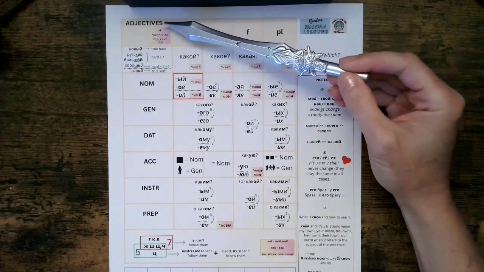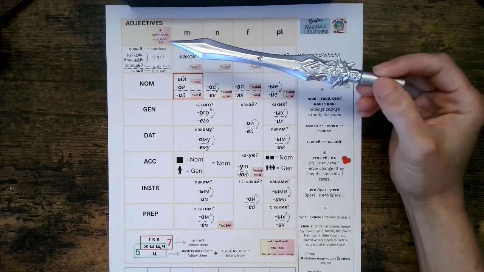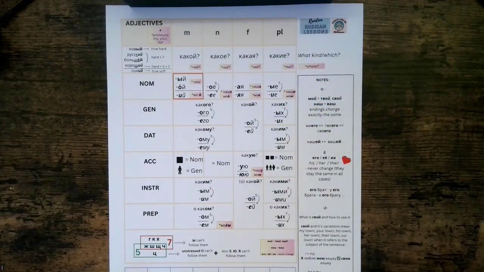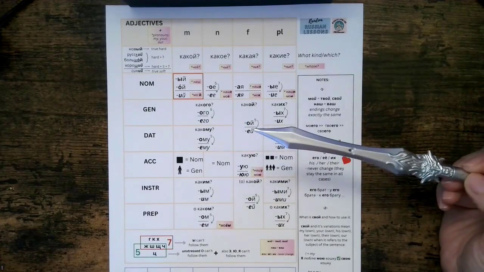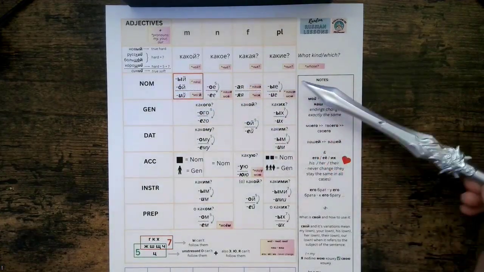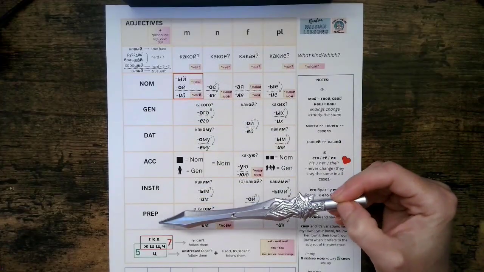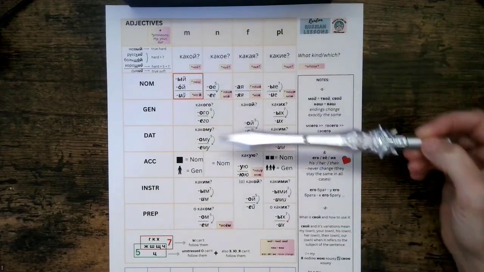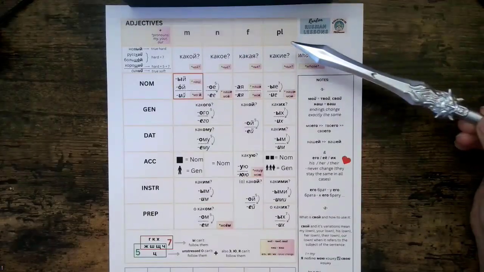So here's our chart, and it's the chart for adjectives and pronouns my, your, and our, the possessive pronouns. So first, let me walk you through the organization of this chart, and then we're going to look at some examples. So again, the rows go with the cases: nominative, genitive, dative, accusative, instrumental, prepositional, and the columns go with the gender: masculine, neuter, feminine, and plural.